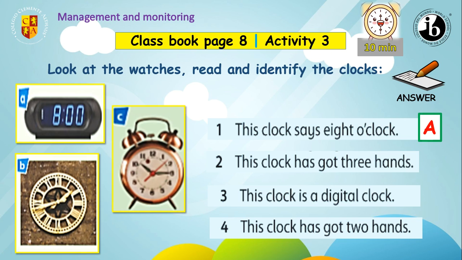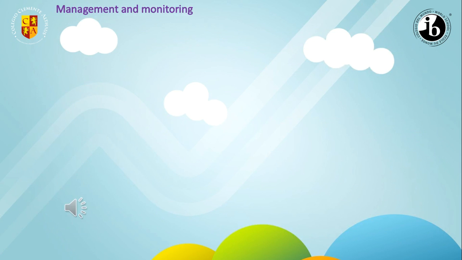Letter A, excellent. Number 2, this clock has got 3 hands. 3 hands. A, B, or C? C, very good. Next, this clock is a digital clock. Digital clock. A, B, or C? A, excellent. Number 4, this clock has got 2 hands. A, B, or C? B, excellent. Very good. Good job.